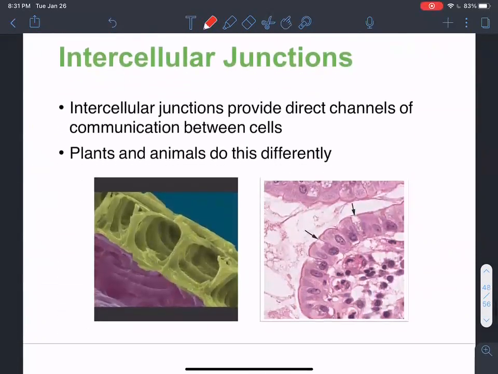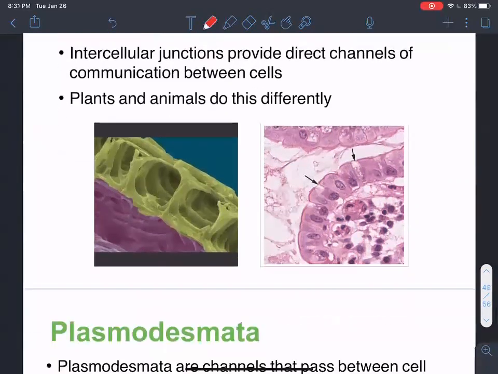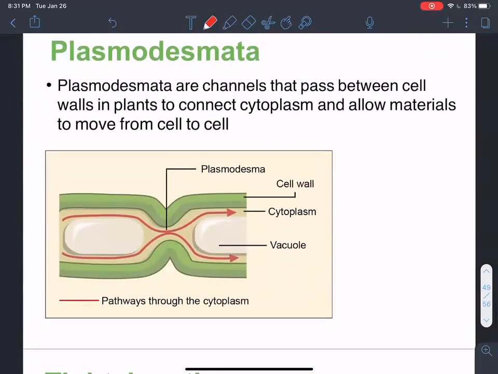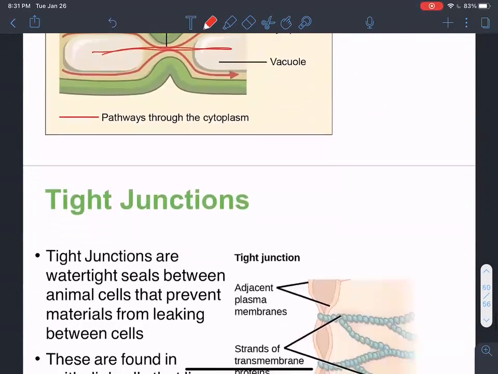All right, so intercellular junctions are going to provide direct channels of communication between the cells. Plants and animals do this differently. The plasmodesmata are what link the cells together in plants, and they allow these channels for information, ions, and different things to pass between them. They connect the cytoplasm and allow material to move from cell to cell.